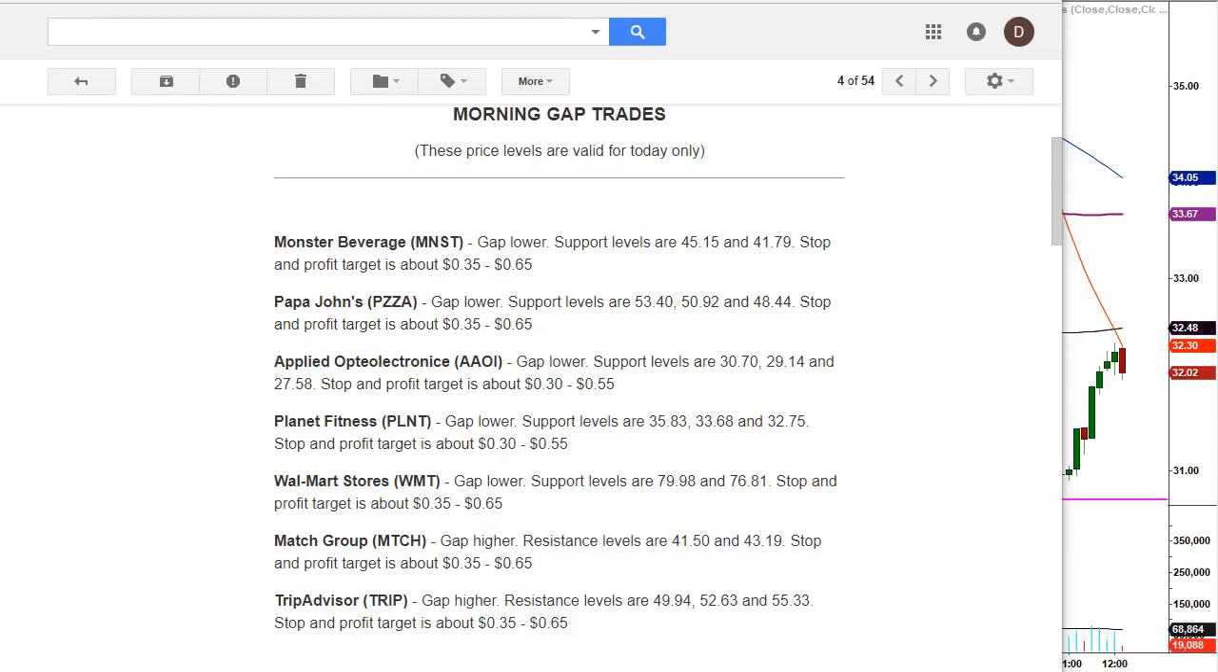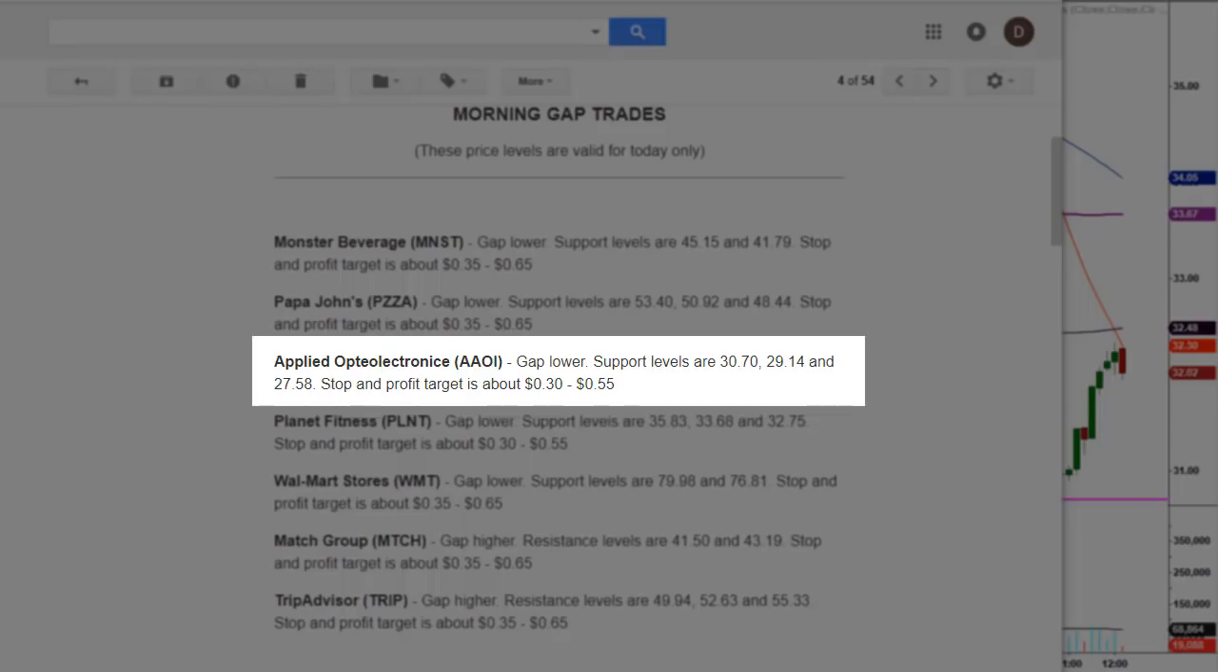The second stock that hit its target today was AAOI. You saw that one already on the screen. We're going to go over it again. Gap lower, support levels are $30.70, and then I gave 2 more support levels if the stock were to continue lower. Stop and profit target is about 30 to 55 cents. Again, keep in mind, these are minimum profit targets.